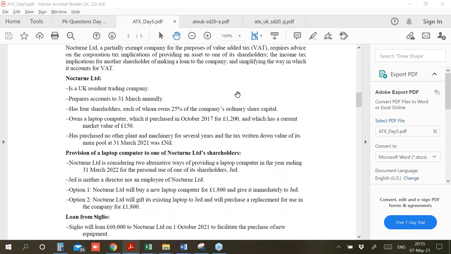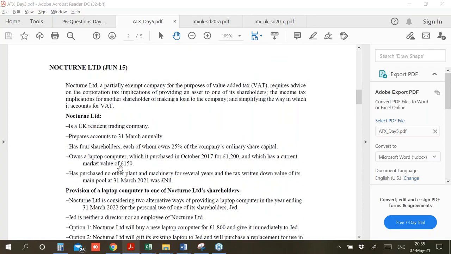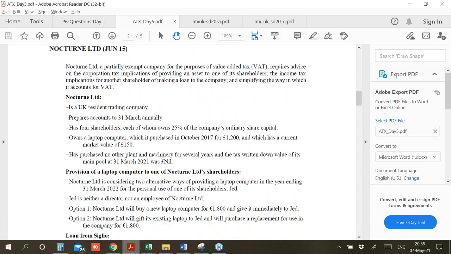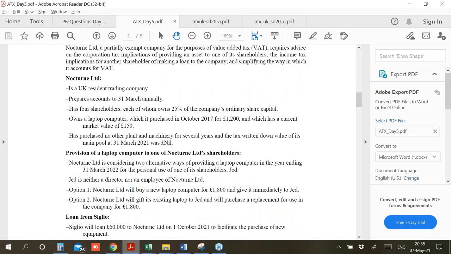But the laptop that they have given to Jed will be considered as a disposal from the company's point of view. And if you remember, at the start of the question, it told us that the current value of the old laptop is 150. There you can see. So we will consider that we have sold it at its market value to Jed.